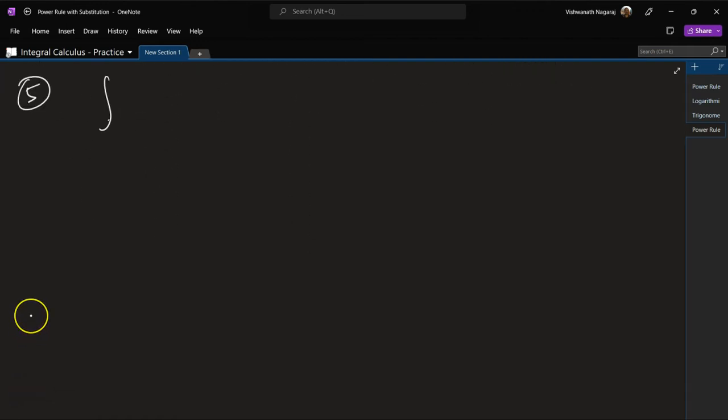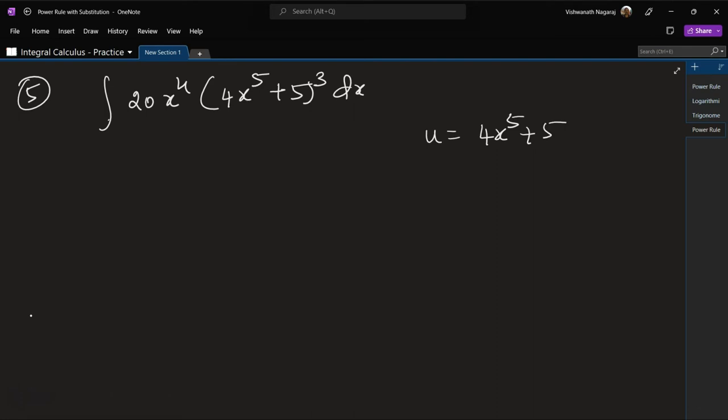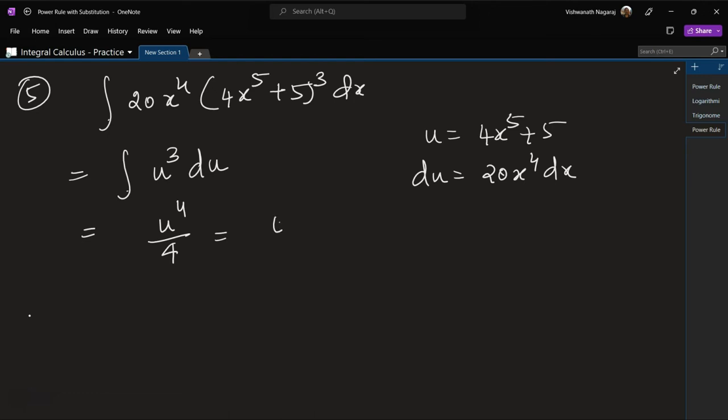Okay, fifth one, integral of 20x^4 times (4x^5 + 5)^3 dx. So again, u is equal to 4x^5 + 5. Du is equal to 20x^4 dx. So this integral becomes u^3. So when we integrate, we get u^4 by 4, which becomes (4x^5 + 5)^4 by 4.